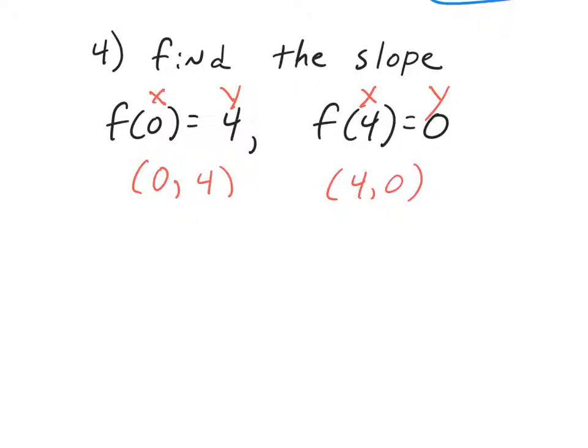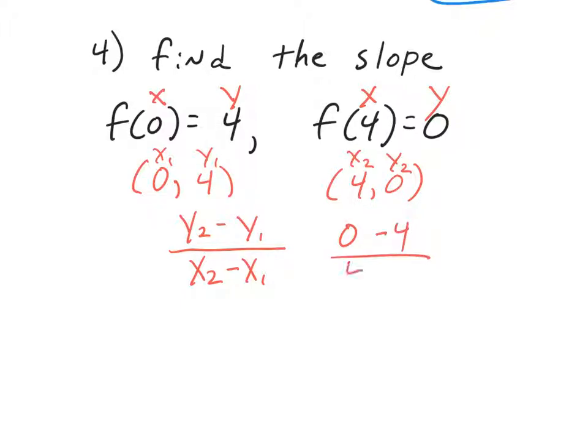And then the slope formula is going to be y2 minus y1 over x2 minus x1. And then we'll just put the numbers in. So here's x1, here's x2, here's y1, here's y2. So we'll get 0 minus 4 over 4 minus 0. And that's going to be negative 4 over 4, which is negative 1. So our slope for this is negative 1.